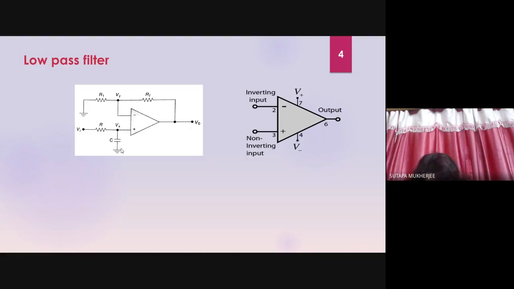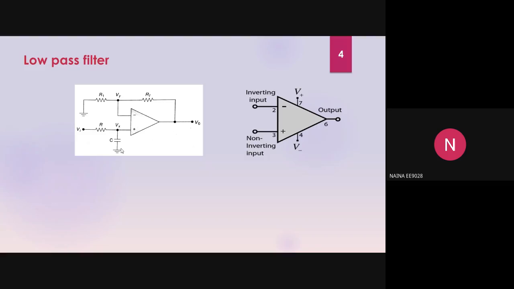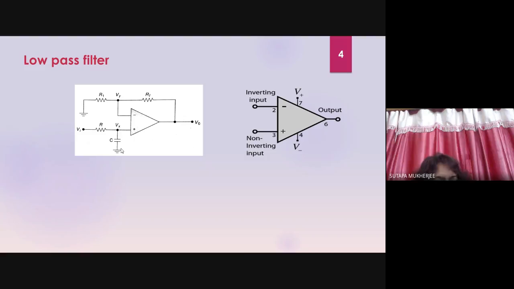So what is R? R will be 1 by 2 pi fc into C. So what will be the calculation if you put the value of fc and C? R equals 1 by 2 pi fc C. So 1 by 2 into 3.14 into fc equal to what? 2 kilohertz. And into C, C equal to 0.01 microfarad. Then what is the value of capital R?